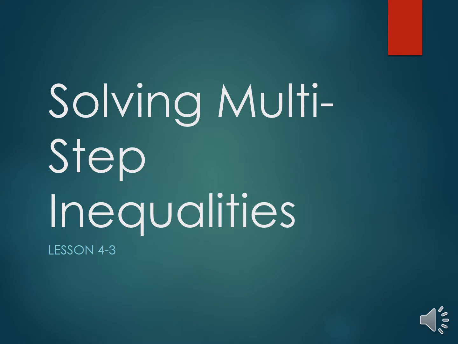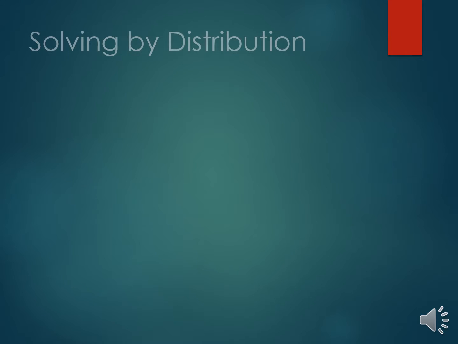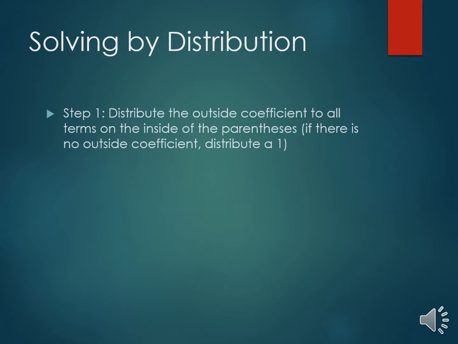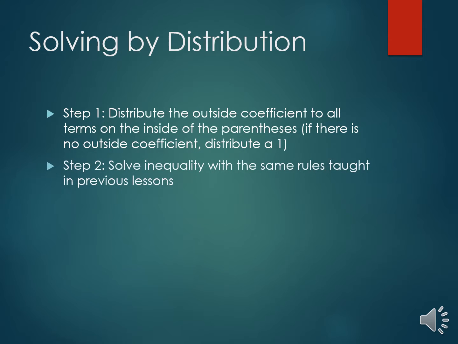This is lesson 4-3, solving multi-step inequalities. Let's start by solving by distribution. You want to distribute the outside coefficient to all terms on the inside of the parentheses. If there is no outside coefficient, make sure you're distributing a 1. Solve the inequality with the same rules that we've taught in previous lessons in this chapter.